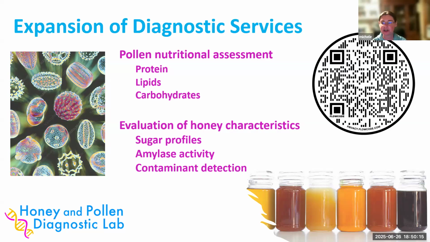The second would be an evaluation of honey characteristics. These would be glucose, fructose, galactose profiles, or fructose profiles, excuse me, and then amylase activities, also one I'm getting a lot of interest in, primarily because that could be a good indicator of freshness of your honey. Again, these are things I'm getting feedback on, potentially contaminants, adulteration. That's something we're investigating. We're not quite there yet, but for sure the sugar profiles and the amylase activity, those two I'm hoping to offer sooner rather than later.